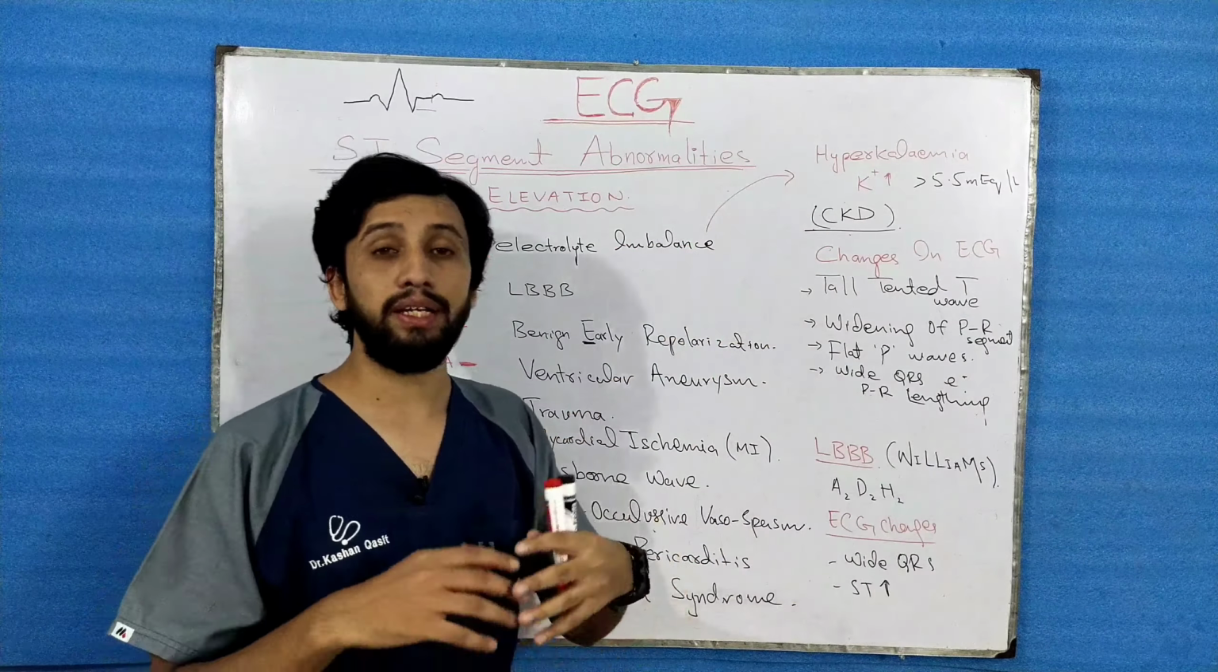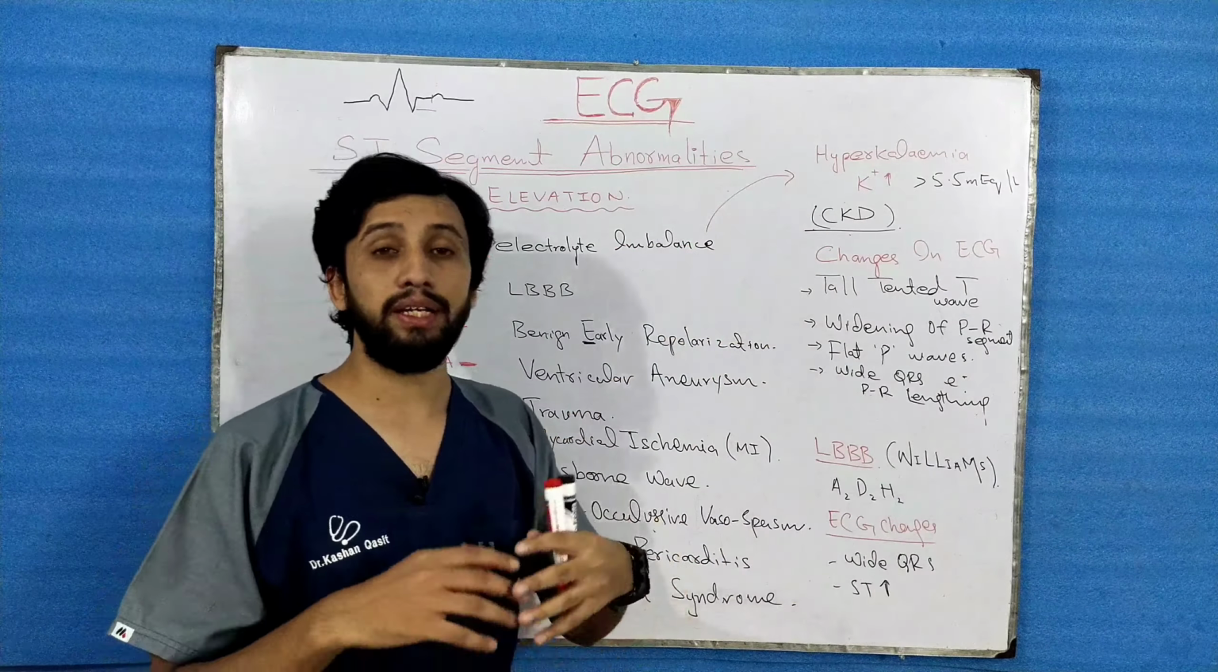So without wasting time, let's come to our topic, which is benign early repolarization. In benign early repolarization, you will notice ST segment elevation, but this ST segment elevation will be widespread. Benign early repolarization is a normal variant. It is not considered a cardiac disorder, and it is usually seen in 10 to 15% of people.